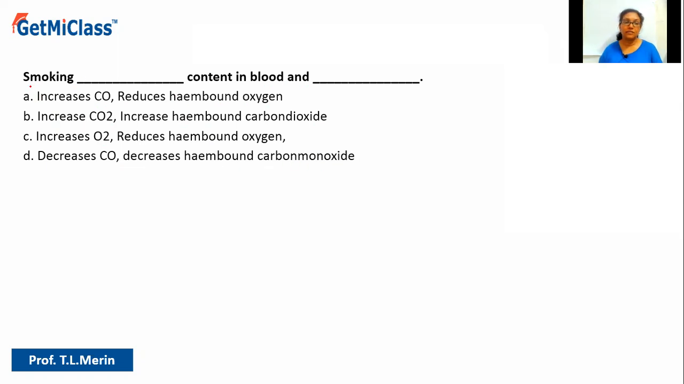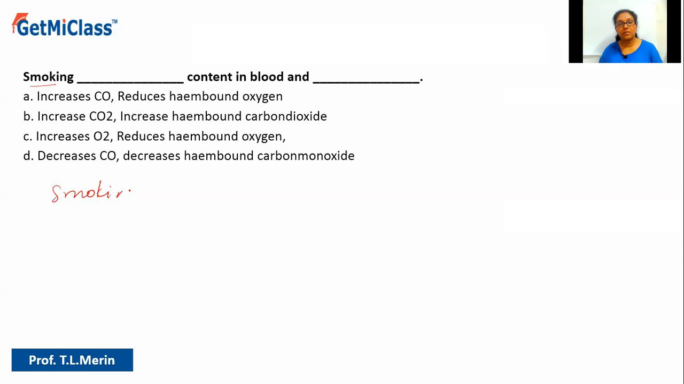Now let us understand the question. It is talking about smoking dash. If we see the options, we can understand they are talking about increasing the level of something or decreasing the level of something in blood, and what it will result in: either a reduction in heme-bound oxygen, an increase in heme-bound carbon dioxide, or a decrease in heme-bound carbon monoxide. So let us understand something about smoking first.